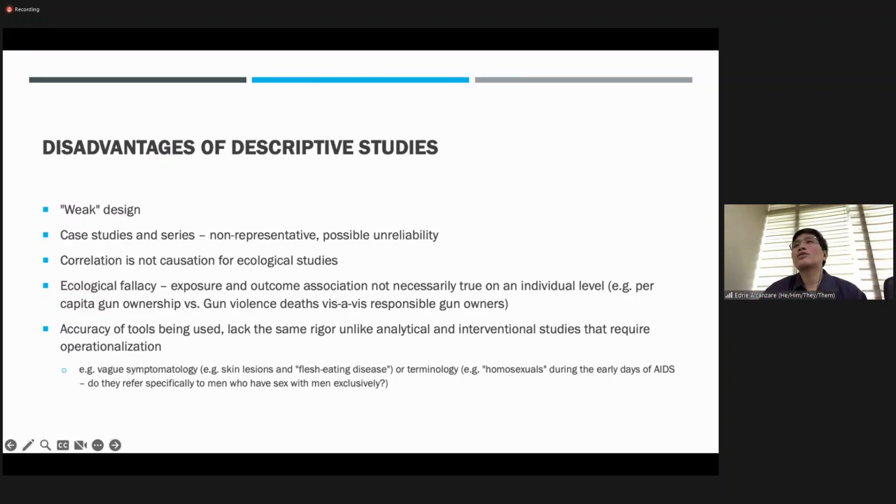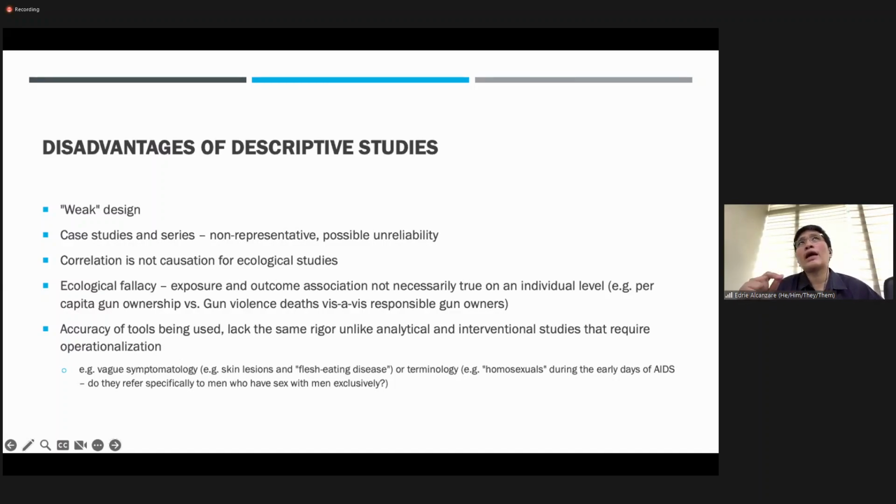Okay, consider this. For example, with our ecological studies, exposure and outcome association is not necessarily true on an individual level. So you have your per capita gun ownership versus gun violence deaths. Okay, in the Philippines, there is actually a significantly low per capita gun ownership officially, and yet we have a relatively high number of gun violence deaths compared to our neighbors in Asia.